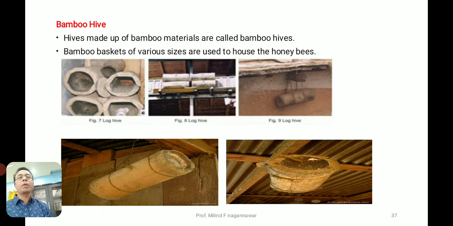The third one is the bamboo hive. Bamboo hives are pieces of bamboo that are hung on the roof of the houses, so that the honeybees come and make a hive in that. So that is about the honey hives.